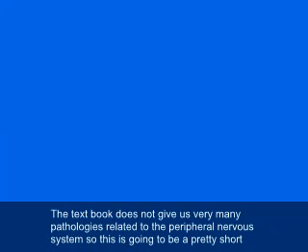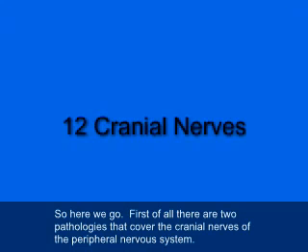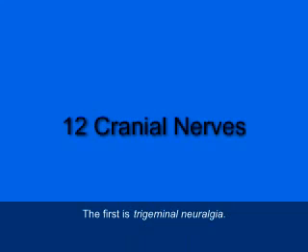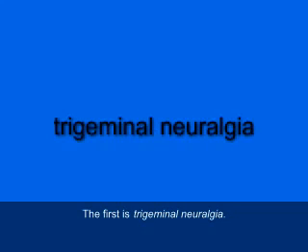The textbook doesn't give us very many pathologies related to the peripheral nervous system, so this is going to be a pretty short episode. But if I had added these on to the previous part on the central nervous system, that podcast would have been pretty long. So here we go. First of all, there are two pathologies that cover the cranial nerves of the peripheral nervous system. The first one is called trigeminal neuralgia.